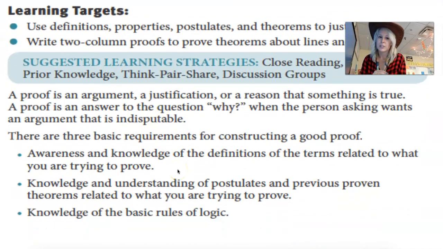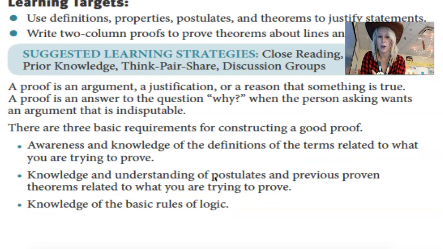So a proof is going to be an argument or a justification or a reason that something is true. Lawyers argue about why things are true. They justify why so-and-so should pay them or go to jail, etc. But a proof is an answer to the question, why, when the person asking wants an argument that is indisputable. Indisputable means you can't argue with it. Their reasoning is perfect.